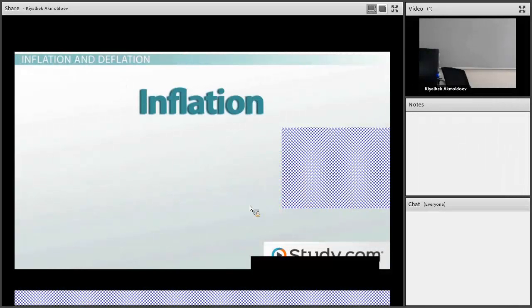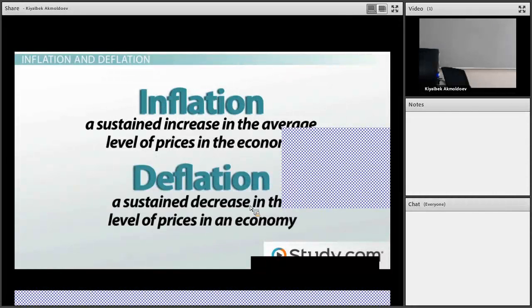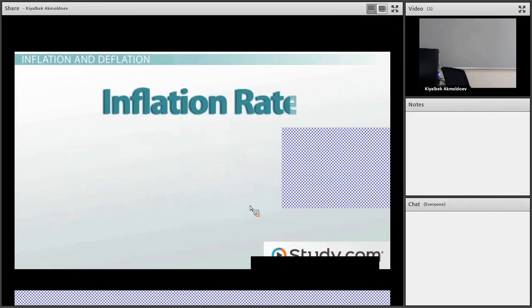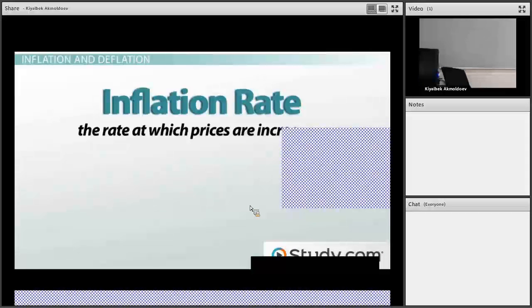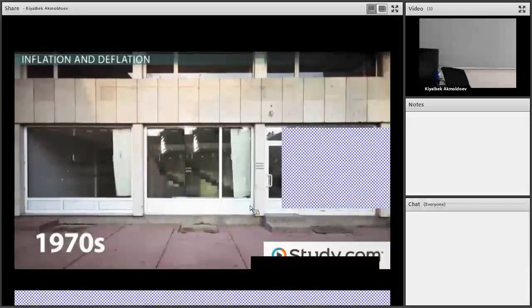So let's take a look at inflation through the eyes of an economist. Inflation is a sustained increase in the average level of prices in the economy. The opposite of inflation is deflation, which is a sustained decrease in the level of prices inside an economy. The inflation rate is the rate at which prices are increasing, usually on an annual basis. The inflation rate is a widely watched report released by the Bureau of Labor Statistics.